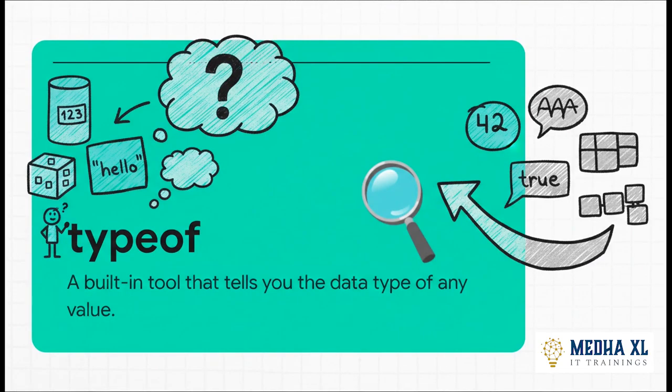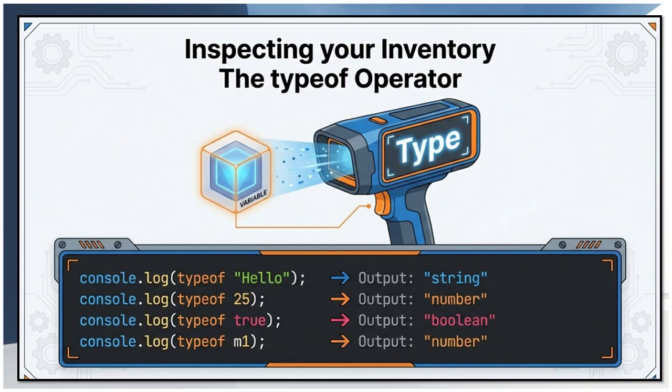Now, what if you forget what kind of data is in your container? Or maybe you're looking at code someone else wrote and you need to check. Well, programming gives us this handy little tool for this called typeof. You can use it on any variable and it will tell you exactly what kind of data is sitting inside. And here you can see it in action. If we ask for the type of the name Ram, which is obviously text, it correctly tells us string. If we ask for the type of the number 28, it tells us number. It's a really simple but essential tool for understanding and debugging your code.